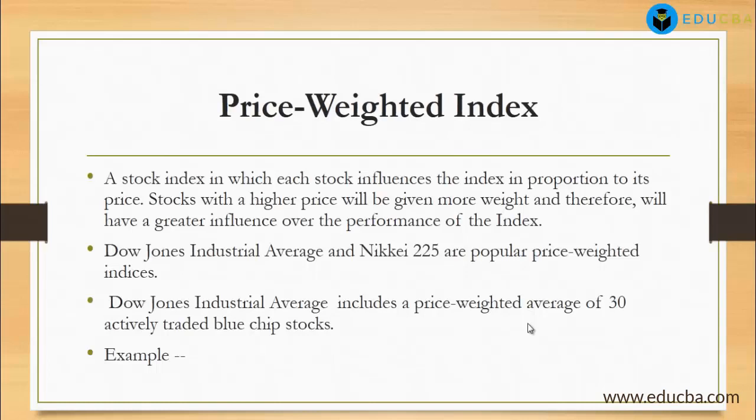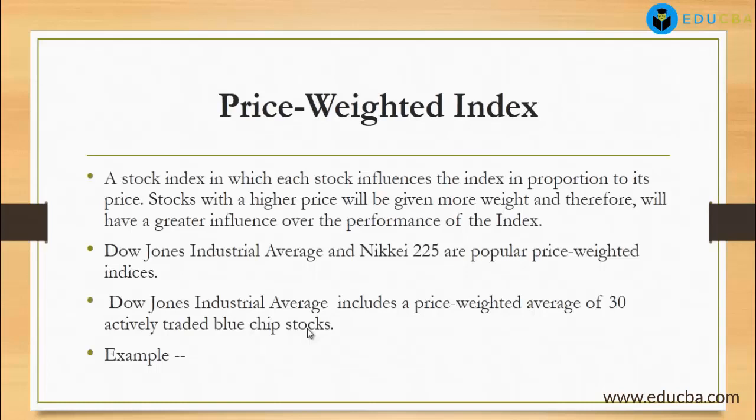So in the previous scenarios, we actually multiplied the price by the number of shares, right? Now in this scenario, the higher the price, the higher the weight. Simple as that. Now let me take you through an example for the Dow Jones Industrial Average, which includes a price weighted average of 30 actively traded blue chip stocks, right? So when I say blue chip stocks, these are the most premium stocks which have good fundamentals, and they are well-known stocks like Facebook, Google, and all the stocks.